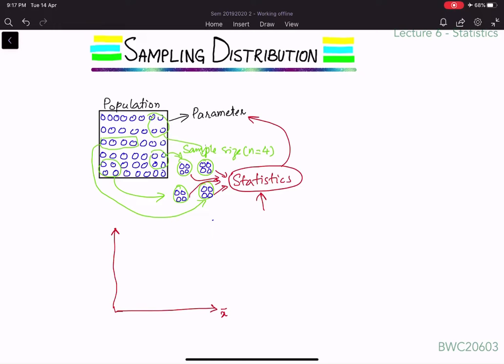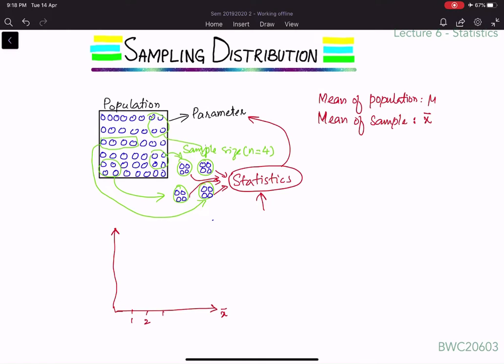I can even write it here. Mean of population is represented with mu, and mean of sample is represented as x bar. So it will be represented like this when it is drawn on a distribution curve or a graph. Its distribution will be called the sampling distribution.